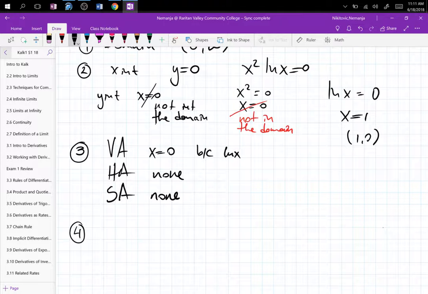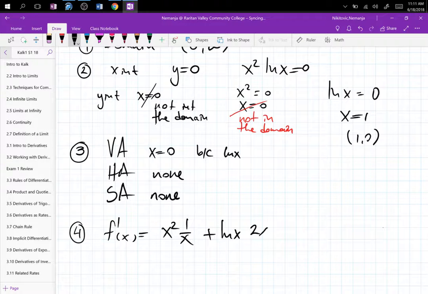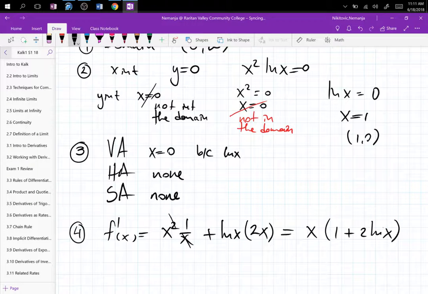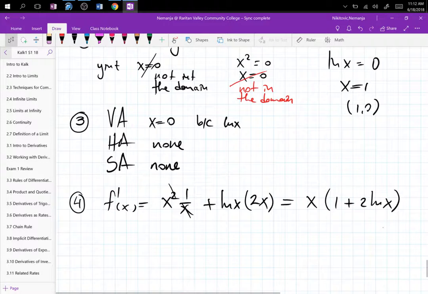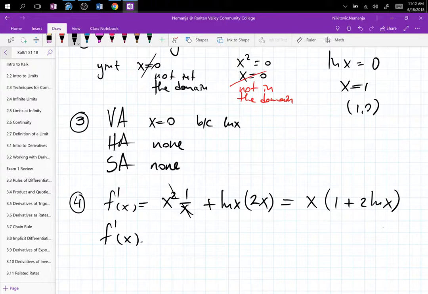Number 4, shall we take a look at some calculus finally? The first derivative is going to be copy the first times the derivative of the second, plus copy the second times the derivative of the first. Nice. This cancels. Factor out x, and we are left with 1 plus 2 ln x. So I have my first derivative. f prime of x is equal to x times 1 plus 2 ln x. Again, it is factored. We need it to be factored so that we can set it equal to 0 for critical points.